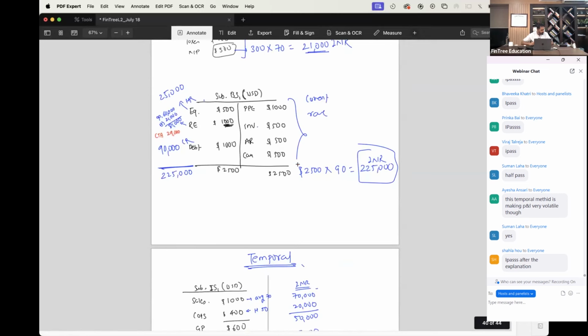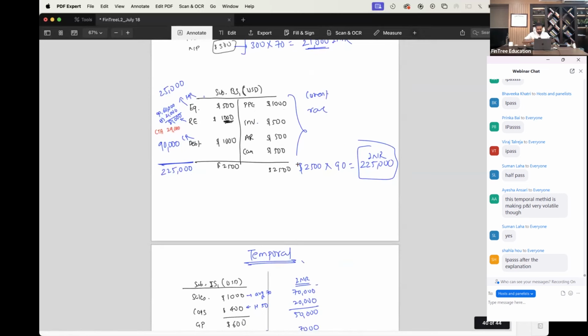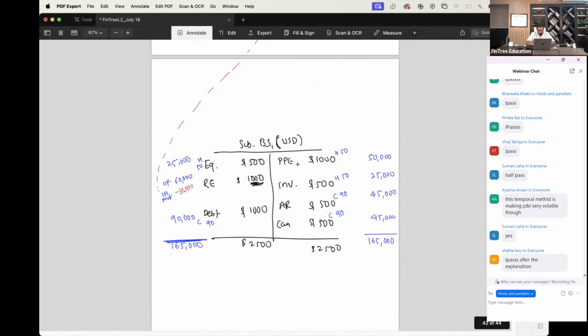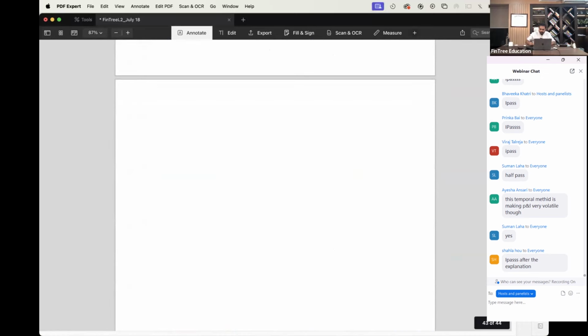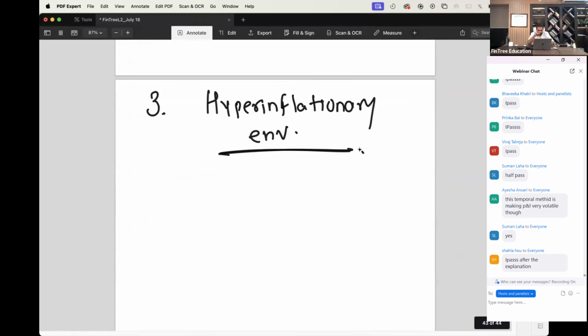So now current and temporal is out of the way. Let me just quickly refer to my notes. Let me make sure I've covered everything. Yeah, we have my section number 3. I told you total 4 sections. Main section is over. Let's go to section number 3 here. Section number 3 is what to do if we end up in a hyperinflationary environment. What to do if we end up in a hyperinflationary environment? Then how do we do accounting?